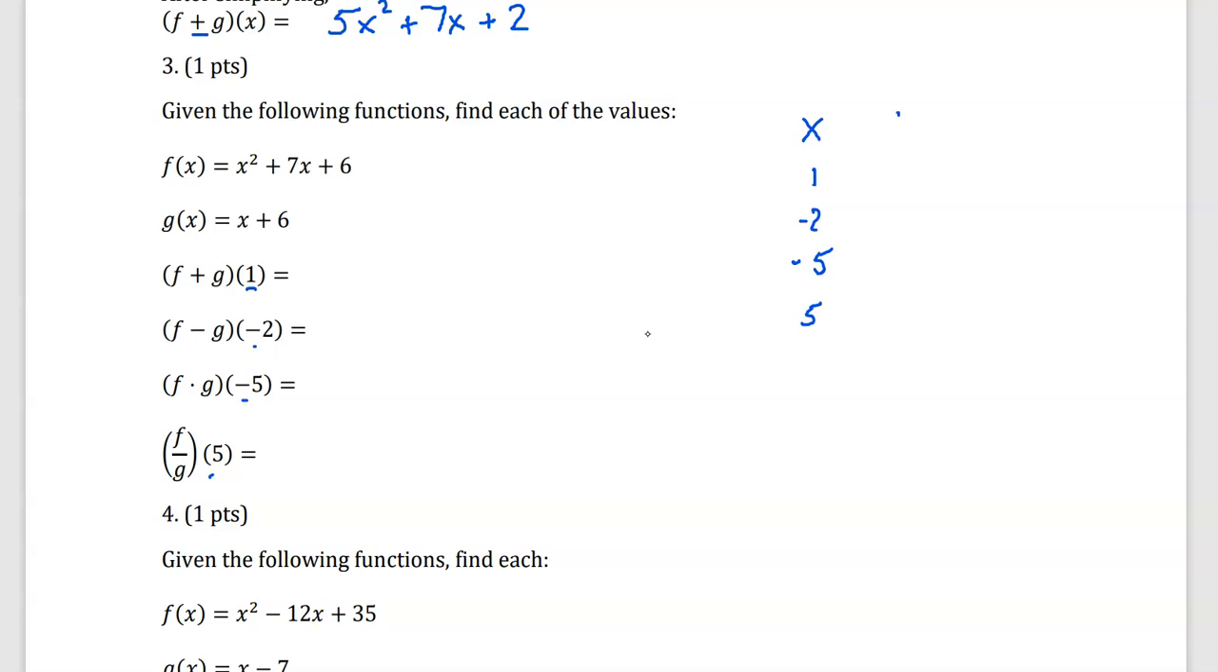And then let's calculate f of x. Alright. 1 squared plus 7 times 1 plus 6 equals 14. F of -2 gives you -2 squared, 4, minus 14, 7 times 2, plus 6, or minus 10 plus 6, minus 4.